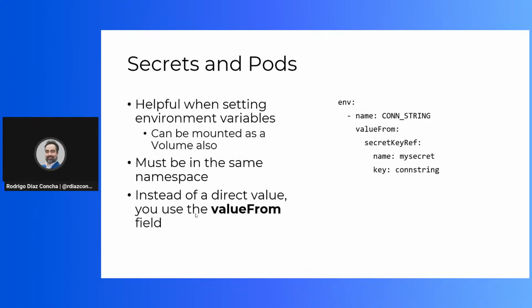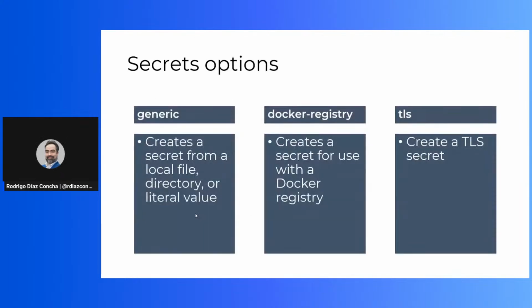So we use secrets very similar to config maps. We can use them for setting environment variables, just like I did beforehand when I used the config map. However, in this case, you can use the secret key ref if you want to reference a particular key in your secret object. You can use secret key ref. So this is very similar to the previous technique that I used.